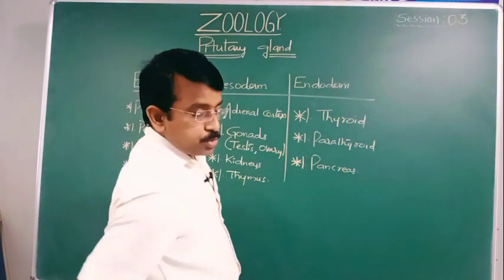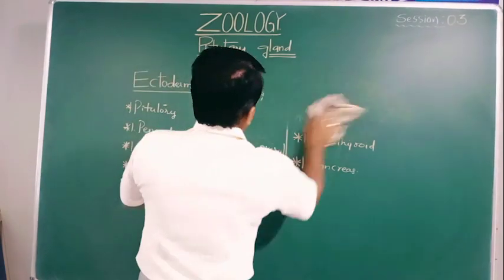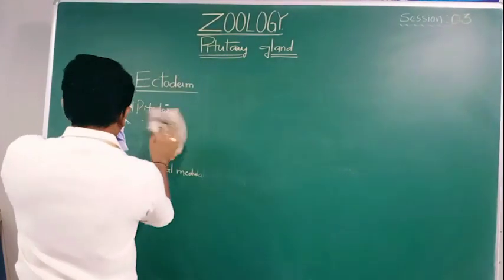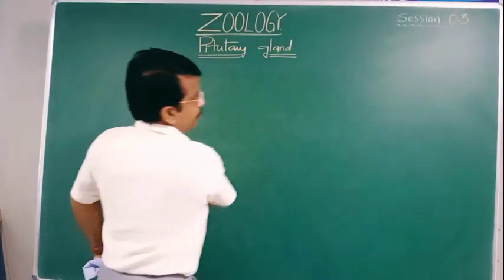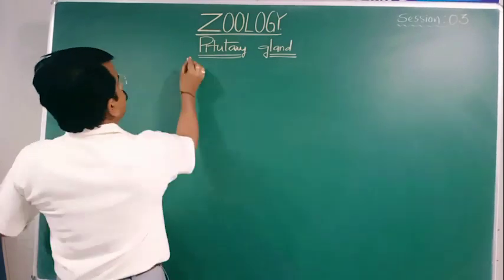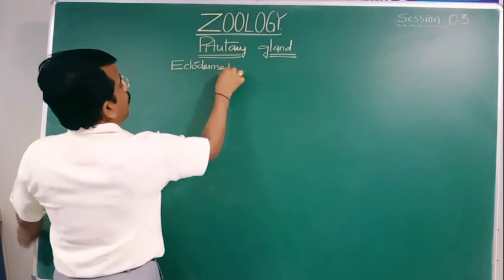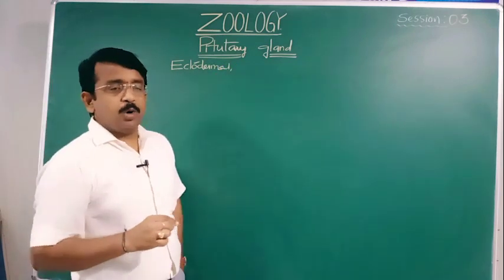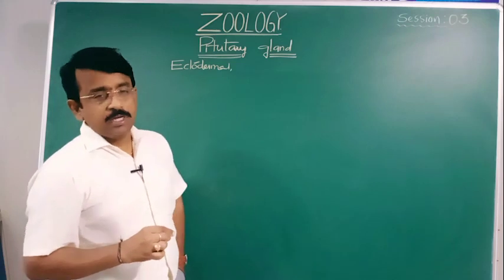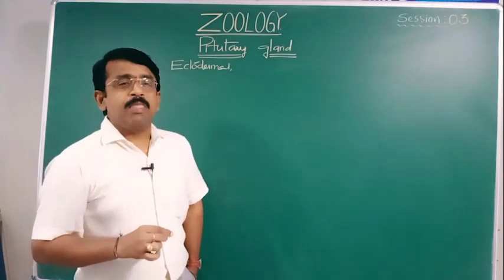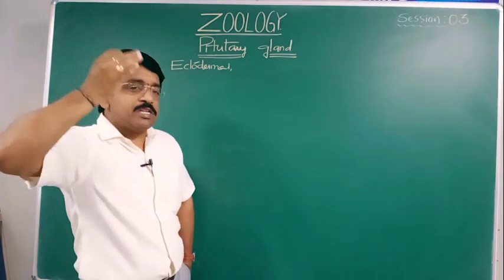In this, let's move on to discuss the one of ectodermal origin, the pituitary. Pituitary gland is ectodermal in origin. It is a small, rounded endocrine gland. It lies on the ventral side of the hypothalamus, below the diencephalon. Diencephalon is also called the thalamencephalon, whose dorsal side is epithalamus and ventral side is hypothalamus.